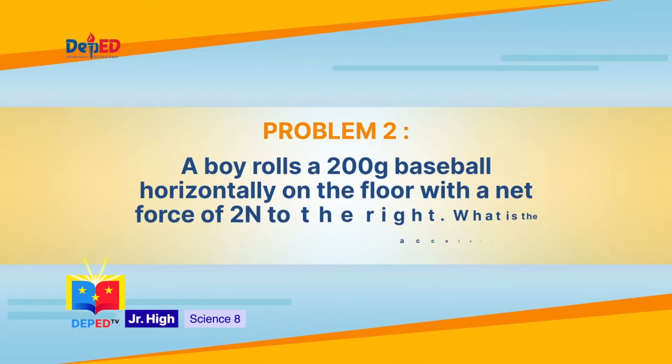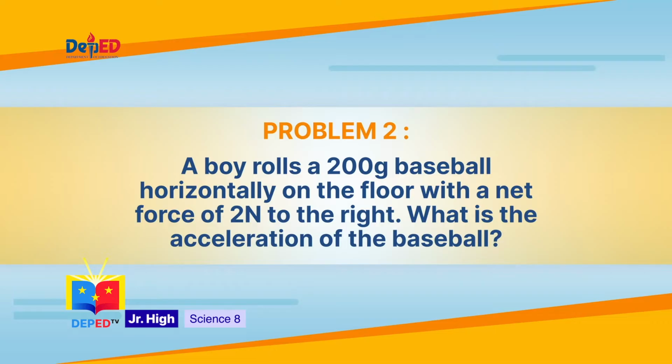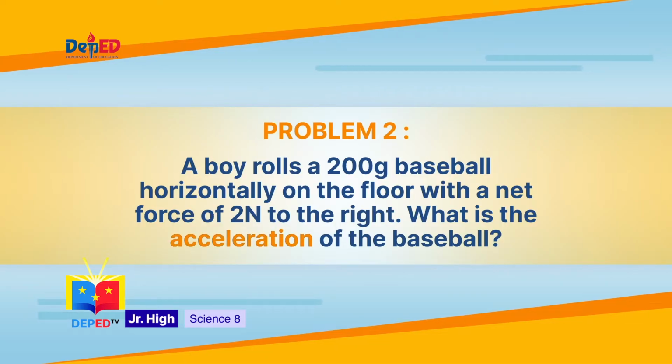For our next example, let's say a boy rolls a 200-gram baseball horizontally on the floor with a net force of 2 newtons to the right. What is the acceleration of the baseball?